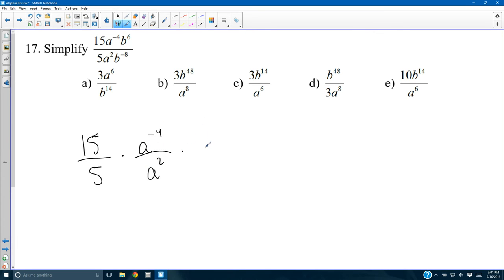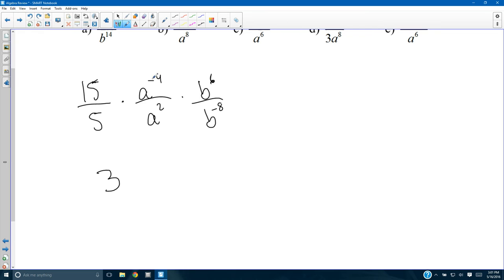There's absolutely more than one way to do this problem. There are faster ways, there are shorter ways, there are easier ways, there are harder ways. There are some ways based on the problem type. This one with the negative probably helps promote something for me. 15 over 5 is 3, or 3 over 1. That might be important if there's anything in the denominator still, which it looks like there will be.